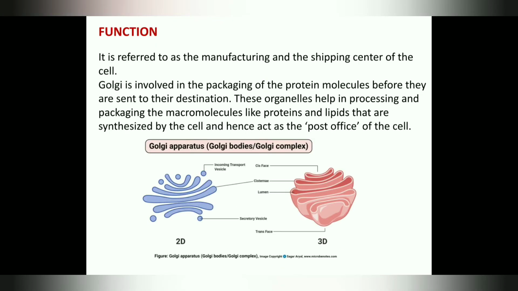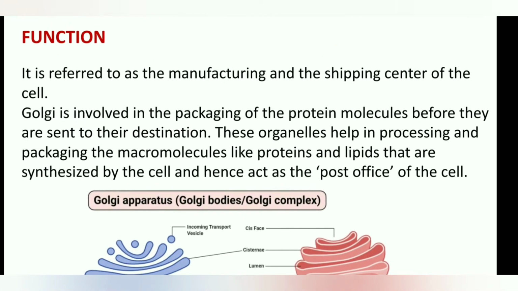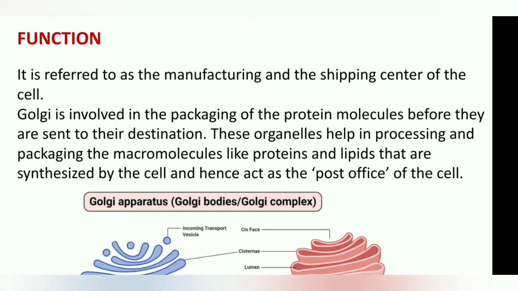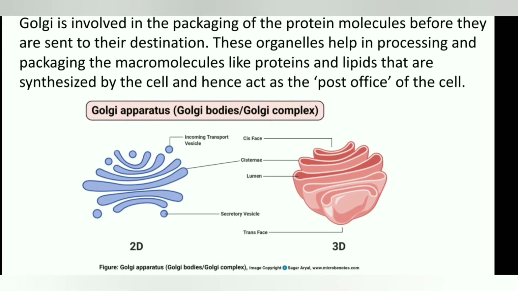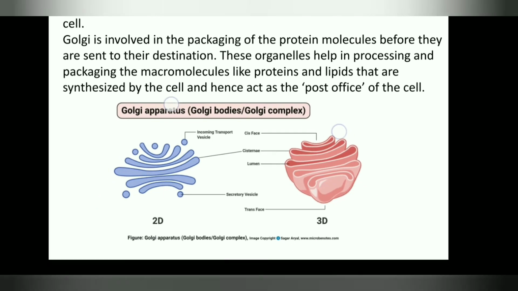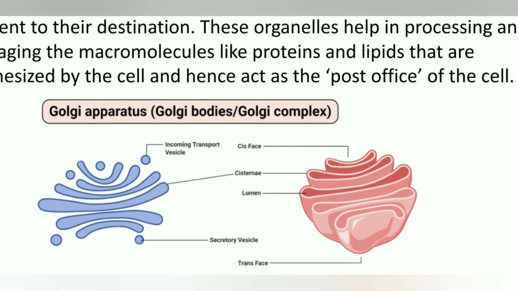Now coming to the function of Golgi bodies. What is its function? Mainly it is referred to as the manufacturing and shipping center of the cell, as it is involved in packing of the protein molecules before they are sent to their destination. These organelles help in processing and packing the macromolecules like proteins and lipids that are synthesized by the cells, and hence they act as the post office of the cell. They pack and send them to their destination. In the picture you can clearly see the structure of Golgi bodies.